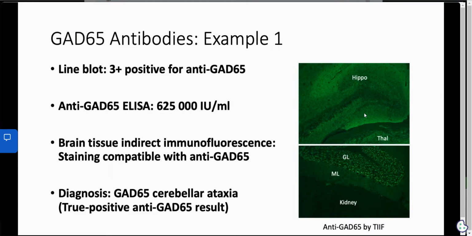Brain tissue indirect immunofluorescence is shown on the right there, and you see very typical staining of the hippocampus, thalamus, and granular layer more so than molecular layer of the cerebellum, which is very typical for GAD65 antibodies. And then for reference, you'll see the kidney there is negative. There's no non-neural staining noted. So the diagnosis in this case is GAD65 cerebellar ataxia with a true positive anti-GAD65 result. And we know that this is a true positive because we have positivity by multiple assays that have demonstrated high levels and a compatible clinical phenotype.